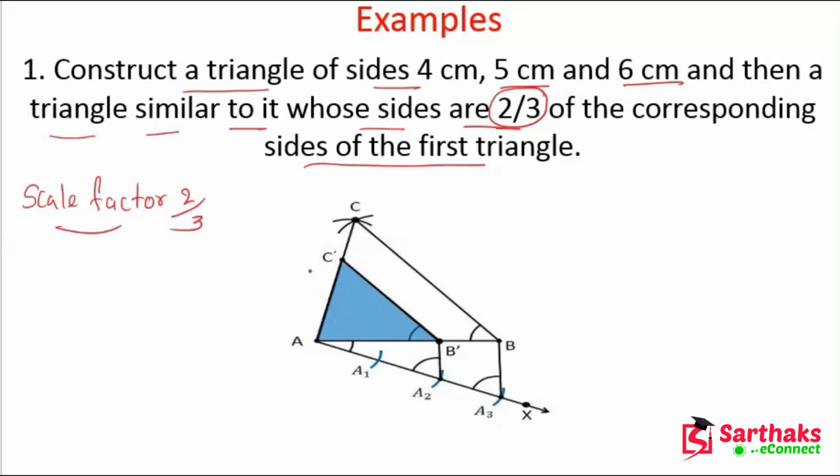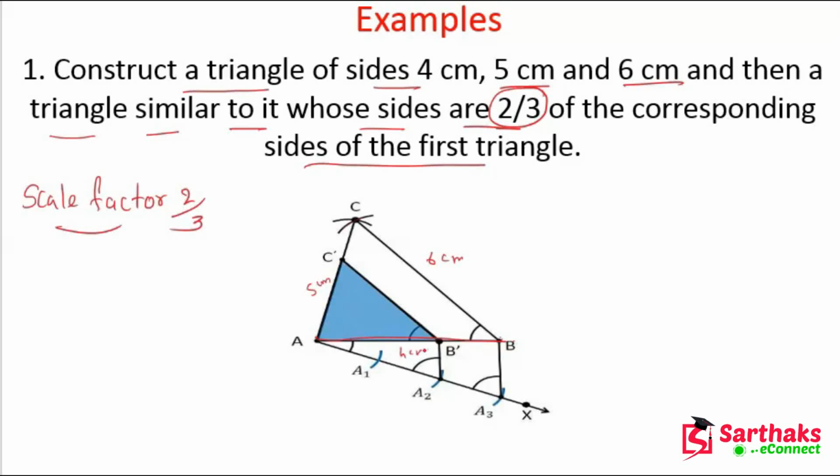First of all we have to draw a triangle. ABC is the first triangle, having sides 4 cm, 5 cm and 6 cm. With the help of a compass we can easily draw this triangle. First we draw AB with the help of the compass. Now we place the pointer of the compass at point B and cut an arc of 6 cm. Similarly, here we cut an arc of 5 cm.